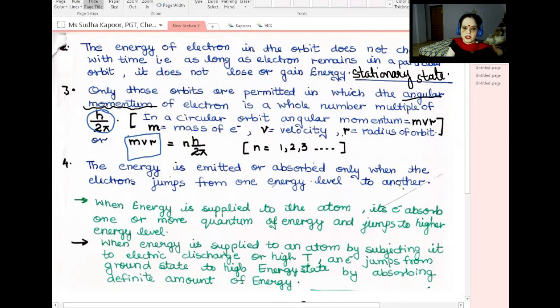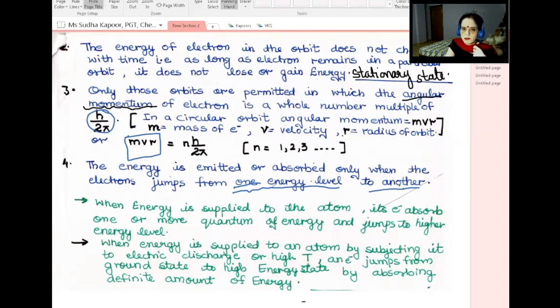So now the third point. The energy is emitted or absorbed only when the electron jumps from one energy level to another. That is, the energy absorbed or emitted is responsible for taking the electron from one place to another. If it absorbs energy, it moves from the lower energy level to the higher energy level. But if it emits energy, it will come back from the higher level to the lower level.